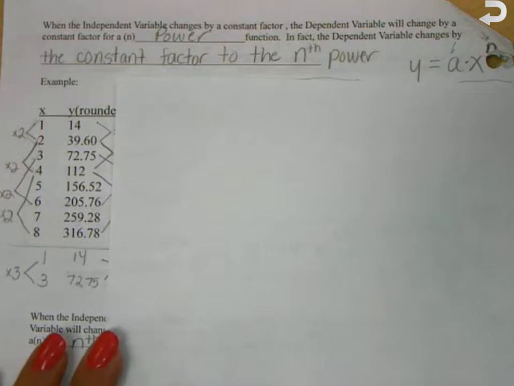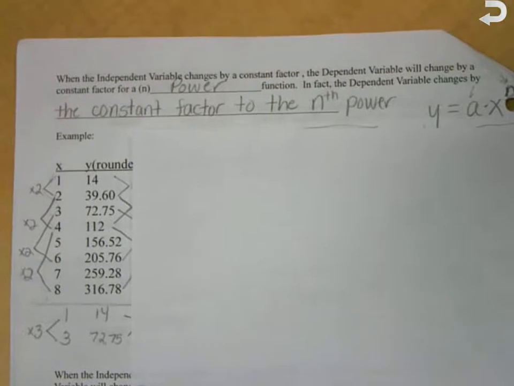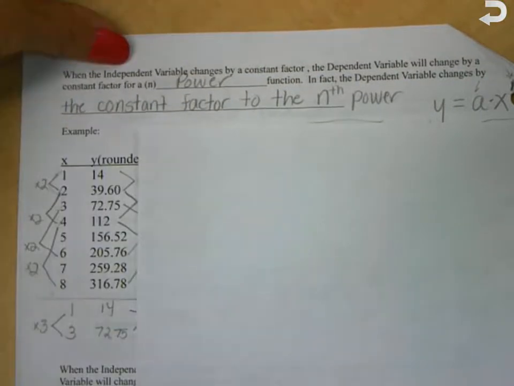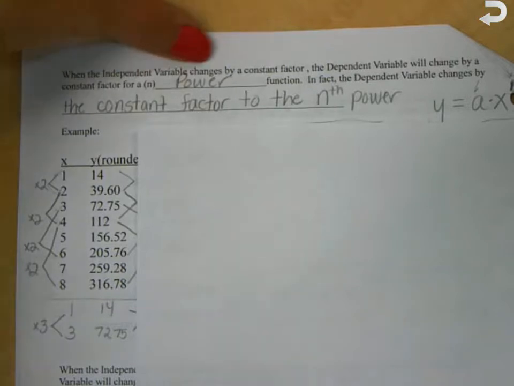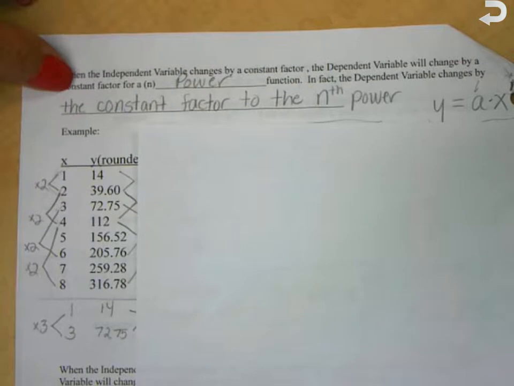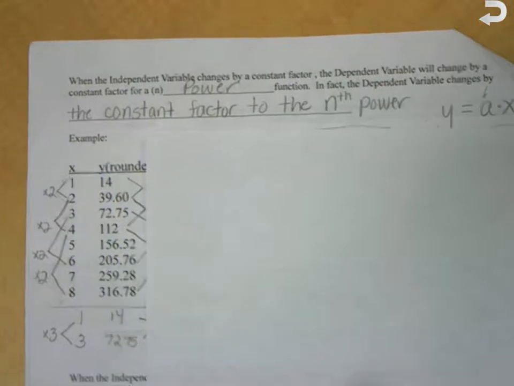So let's look at power models and see how data appears in a power model. In a power model, what we'll find is that as the independent variable changes by a constant factor, the dependent variable will change also by a constant factor, and it won't be the same common factor. So let's look at this set of data.